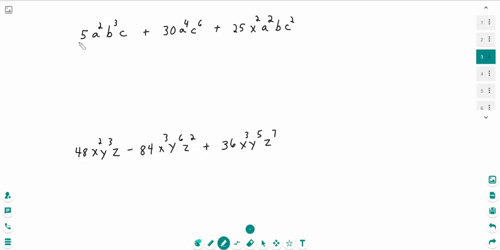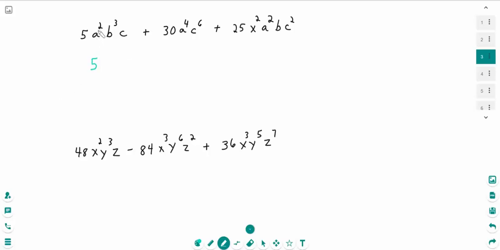If we look at our smallest number, that's a 5. And that's a prime number. The only number that can go into a 5 is a 5. So we better hope that 5 can go into these ones as well. And as it turns out, yes, it does. 5 does go into 30. 5 does go into 25. So, therefore, our greatest common factor is going to have a 5, right?